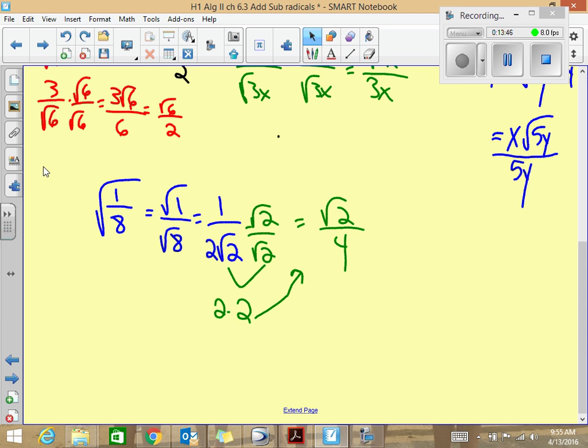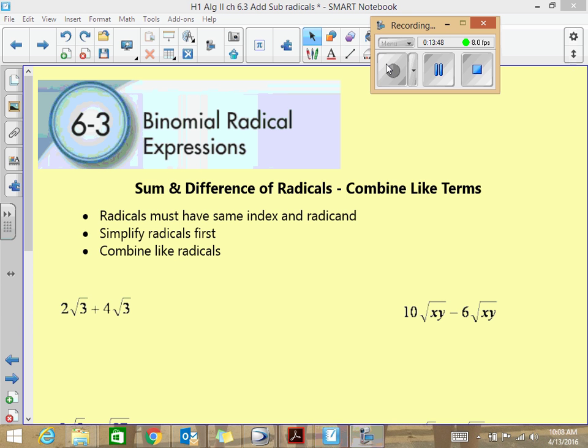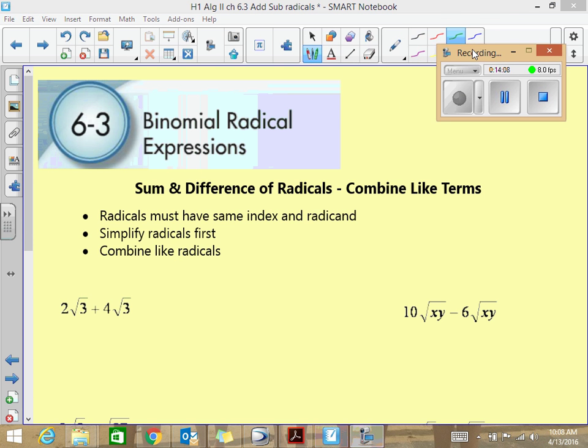All right, okay. So we're going to work on our worksheet. Okay, all right, so that was rationalizing denominators. Now we're into 6.3, which is technically called binomial radical expressions. But it's really just adding and subtracting radicals, okay? And the main thing you want to think about when we're adding and subtracting radicals is you want to think about it like just combining like terms, okay?